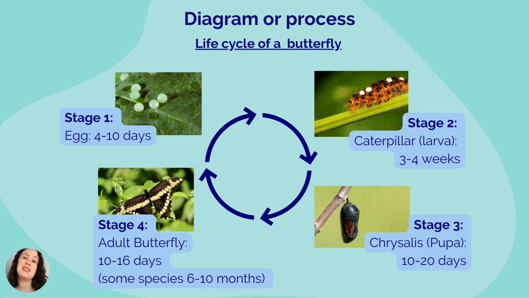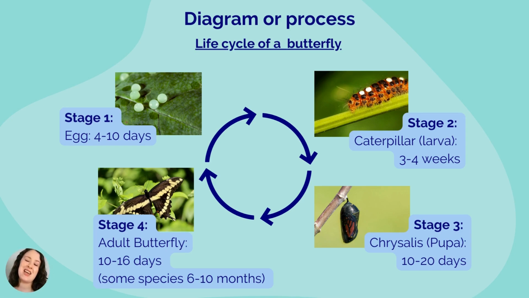Here you can see an example of a process. This particular example looks at the life cycle of a butterfly. If you are dealing with this type of question, you may be given a life cycle of another animal or a building process or some sort of production process, for example, chocolate production.